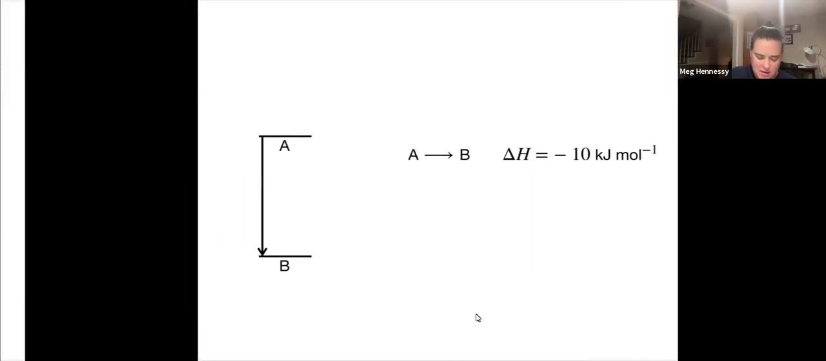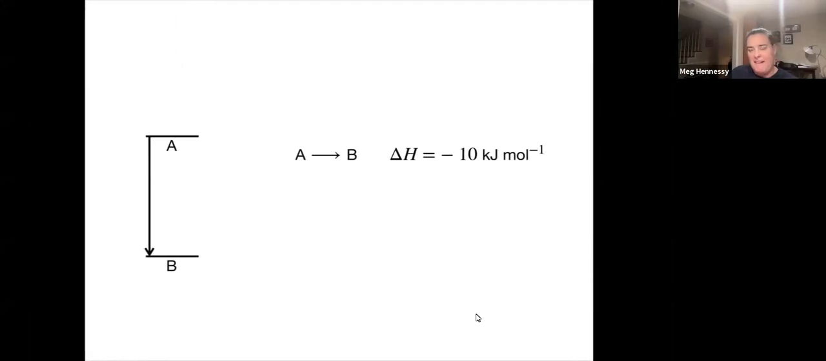Okay, onward. So we often think about enthalpy in terms of the change in energy between two states. And so I have reactants A going to reactants B. And you can see that that's an exothermic reaction. B is lower in energy than A. And so we could write down that the delta H, the change in enthalpy for this reaction, is -10.